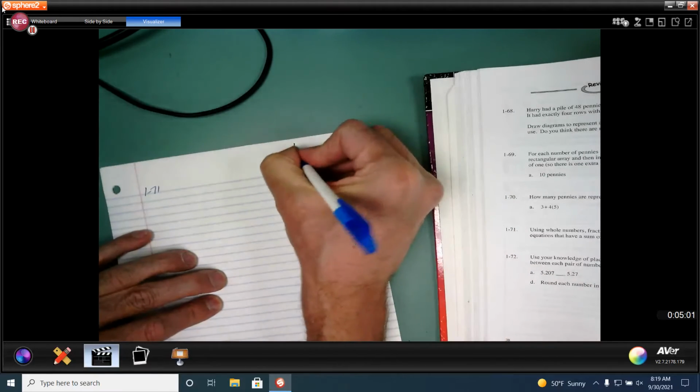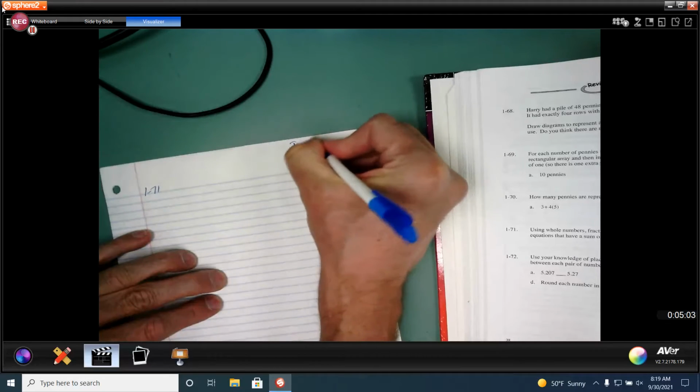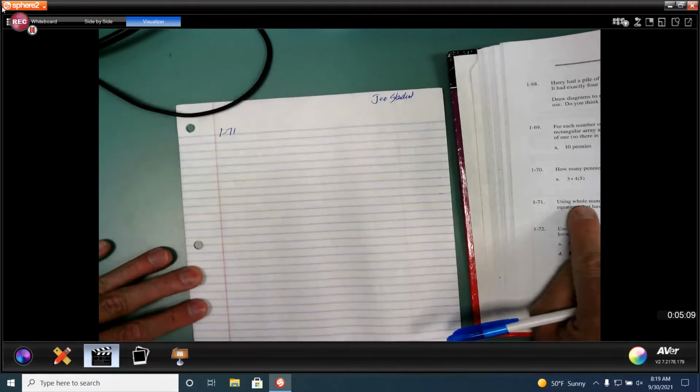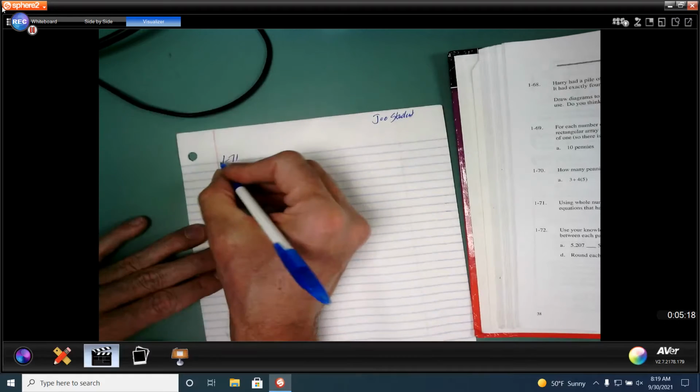All right, last 2 problems. 1-71. And if you do use a second piece of paper, please put your name on it. Okay, you don't have to have a complete heading. And make sure you staple it. Using whole number fractions and decimals, write at least 8 addition equations that have a sum of 10. Write more if you can.